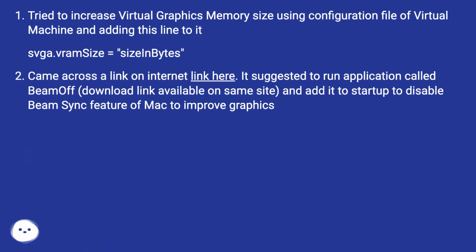Tried to increase virtual graphics memory size using configuration file of virtual machine and adding this line to it: svga.vram equals size in bytes. Came across a link on internet, link here. It suggested to run application called vmware, download link available on same site, and add it to startup to disable beam sync feature of Mac to improve graphics.